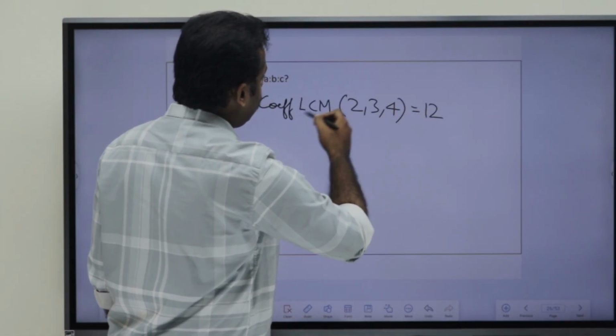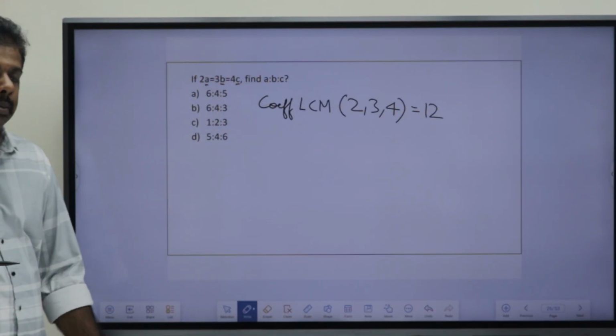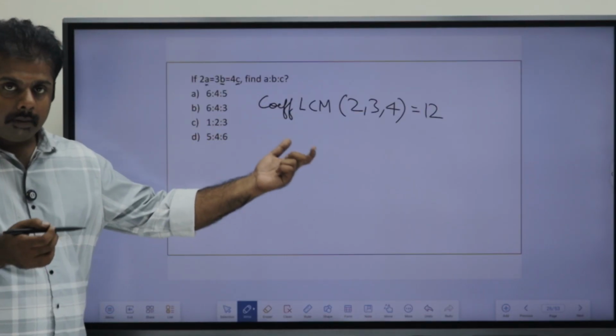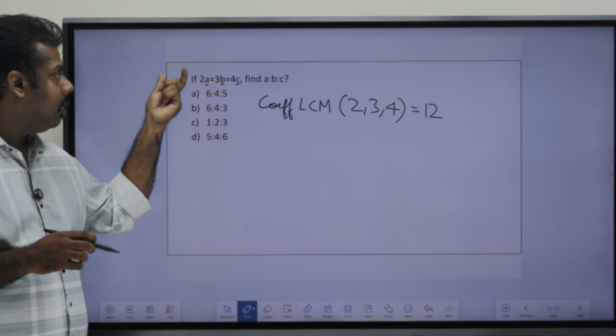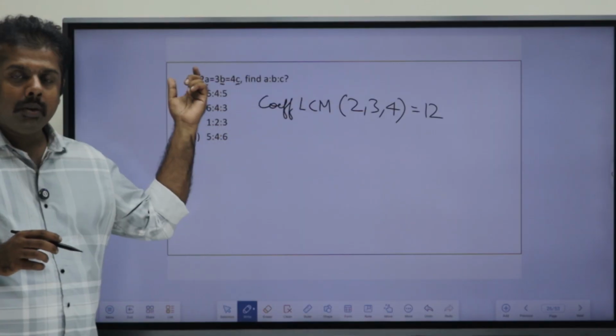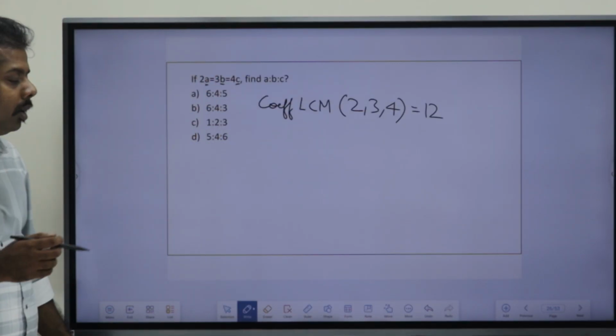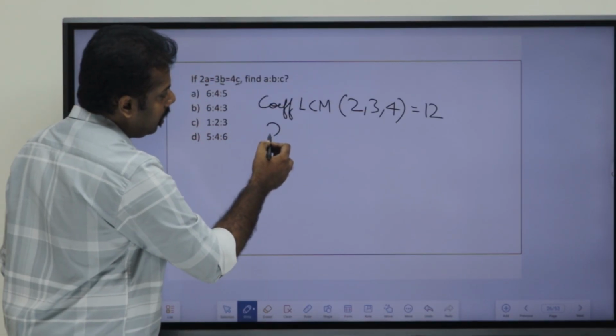So you have got the LCM. Now the second step says to just equate the LCM with the three values separately. That means 2a you have to connect it with 12.